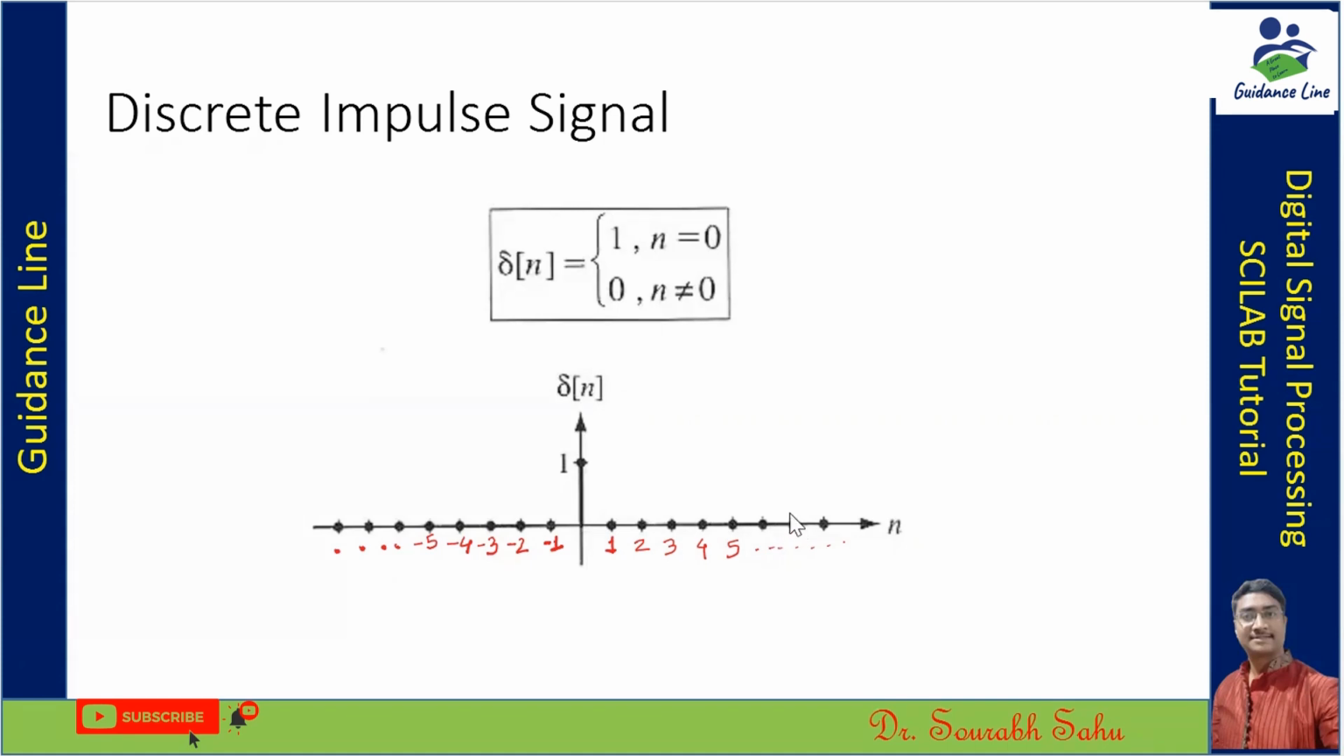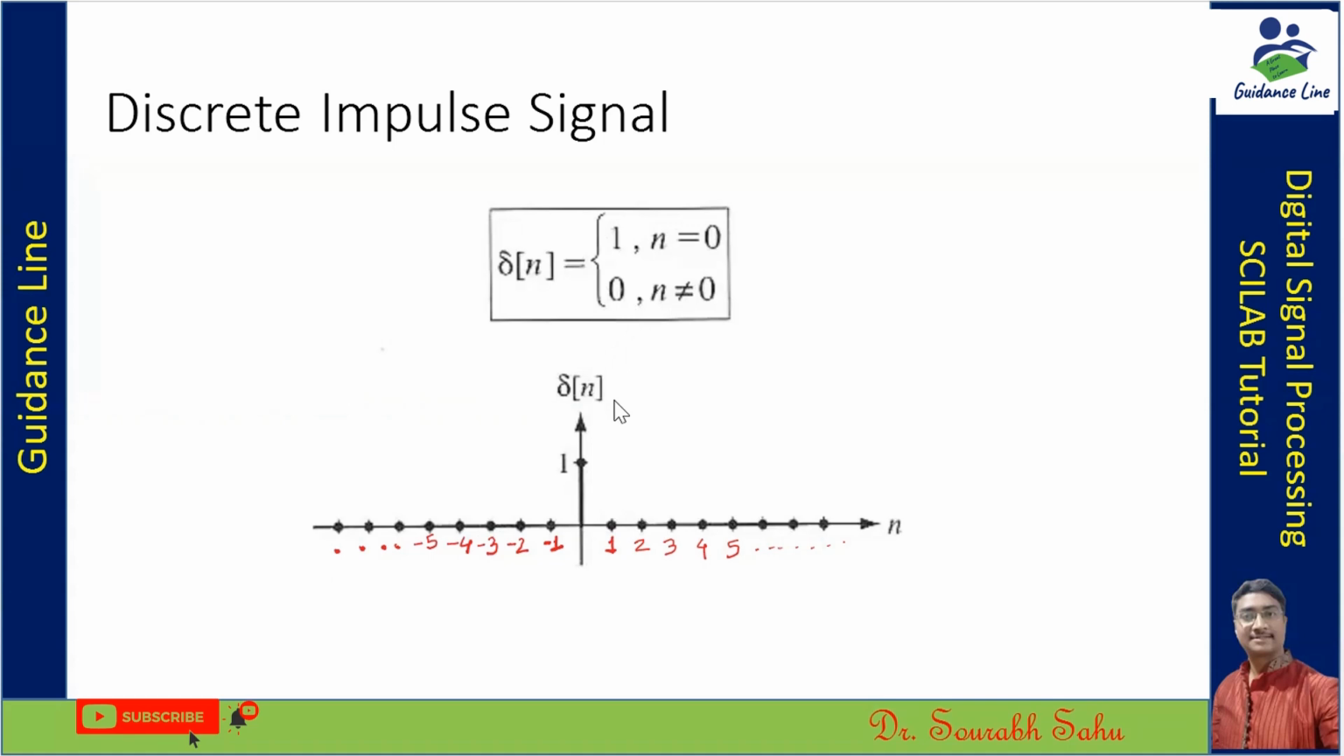So if I want to represent this mathematically, I can represent it over here as del of n, whose value is 1 for n equal to 0, and for all other sample values, it is 0. So for the sample values 1, 2, 3, 4, 5, and so on, we have a 0 over here. Likewise, on the negative axis, for all other sample values, we have a 0.